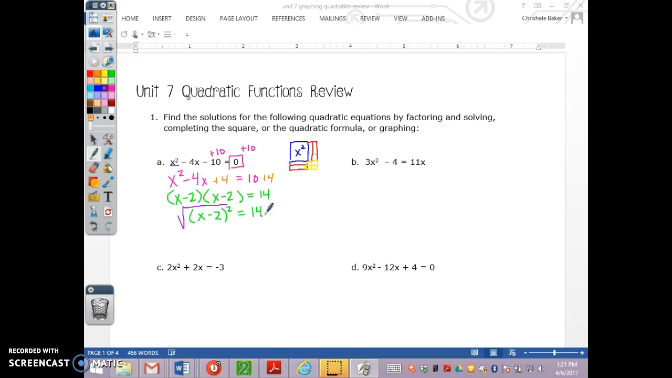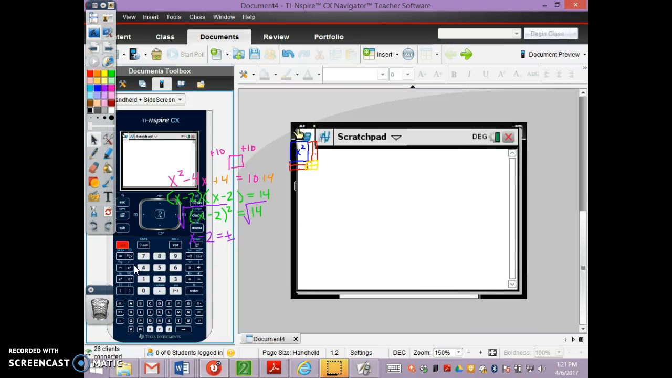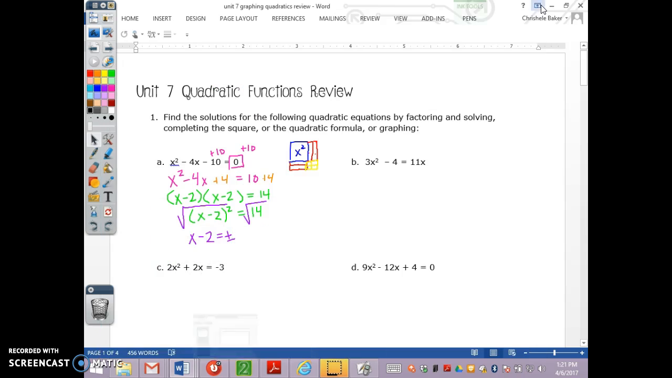I'm going to square root both sides so I can get x by itself. And then that gives me x minus 2 is equal to plus or minus whatever the square root of 14 is. So I'm going to go to my calculator. And to get the decimal for this, I will go square root 14 and press Control Enter. And that gives me about 3.7. So remember, 3.7 times 3.7 approximately would give me 14. And negative 3.7 times negative 3.7 would also give me 14. So that's why I have the plus or the minus, because a negative times a negative is a positive.